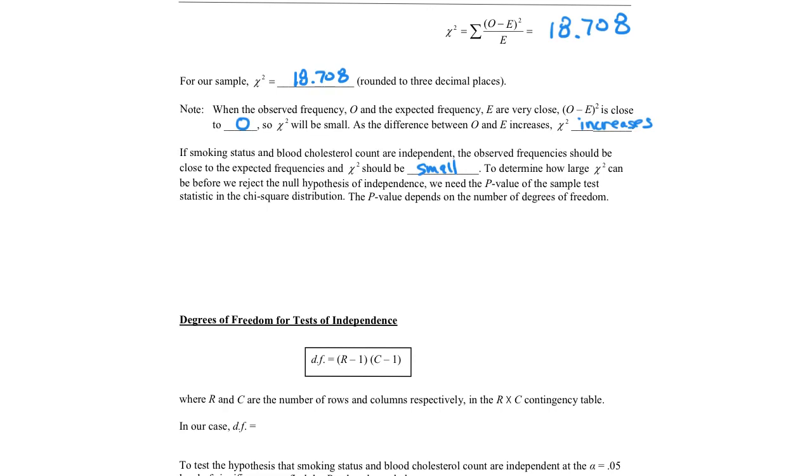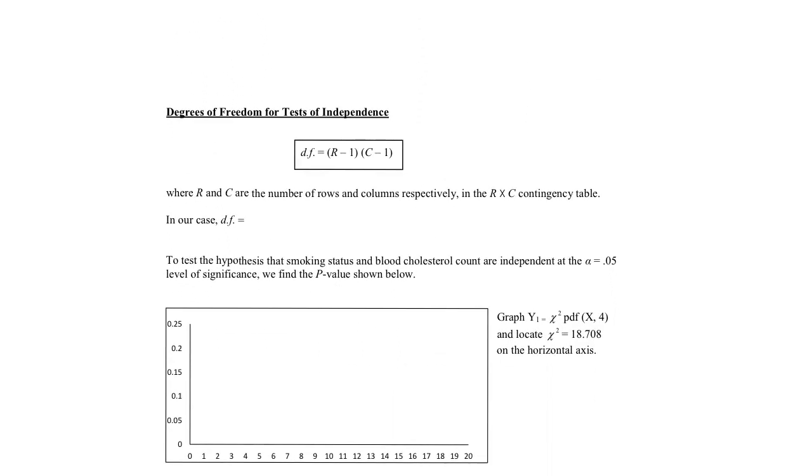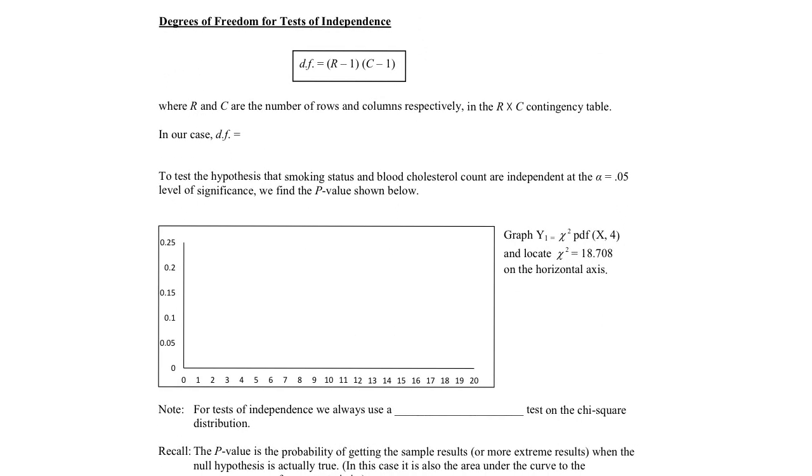So determine how large chi-square can be before we reject the null hypothesis of independence. We need the p-value, same as before, right? There's a lot of carryover to each of these sections: the p-value, the sample test statistic, and the chi-square distribution. And of course, the p-value depends on the number of degrees of freedom, just like you did with Student's t. So we've got a formula to figure out the degrees of freedom for a test of independence.